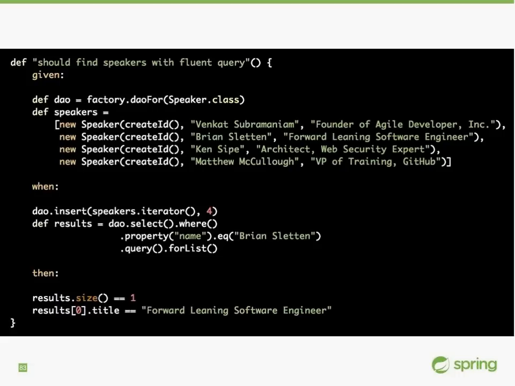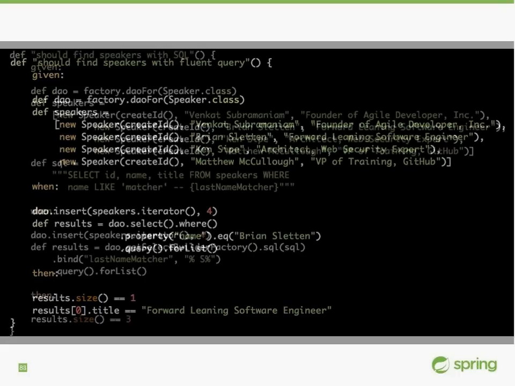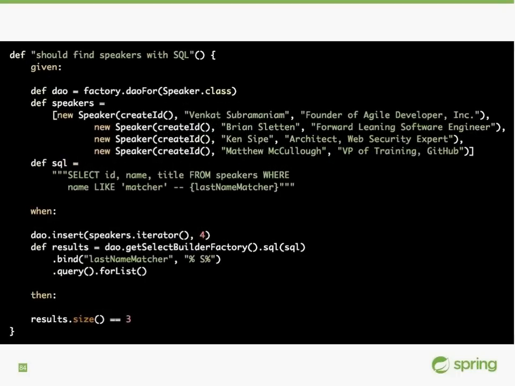Obviously, we know that many times that criteria model will break down, and we need to drop to native SQL. And so we have that same option here. Germ has a very interesting way of binding to SQL. So if you look at our SQL and our given statement, we're using the here docs, the 3 double quotes that give us multi-line strings. And so we have select ID, name, title from speakers where name like matcher. And then next to that, we have an SQL comment in curly braces that says last name matcher.